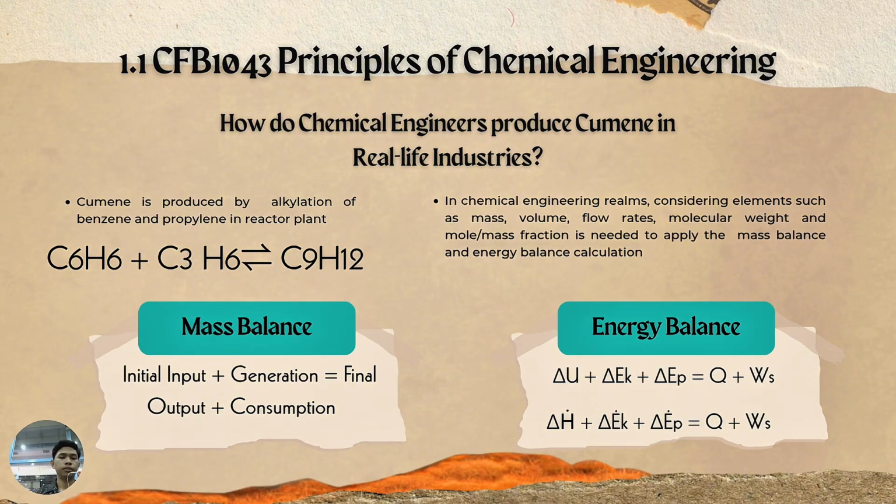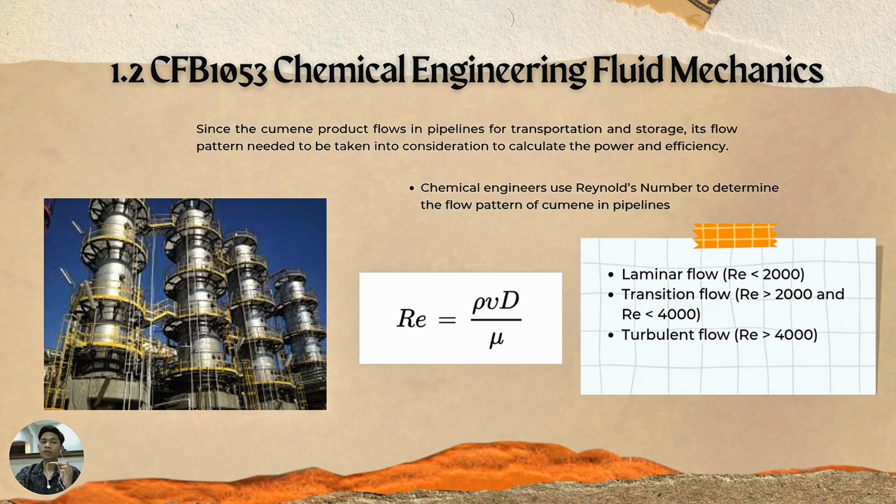In chemical engineering realms, considering elements such as mass, volume, flow rates, molecular weight, and mole or mass fraction is needed to apply the mass balance and energy balance calculation. The cumin product flows in pipelines for transportation and storage. Its flow pattern needs to be taken into consideration to calculate the power and efficiency.